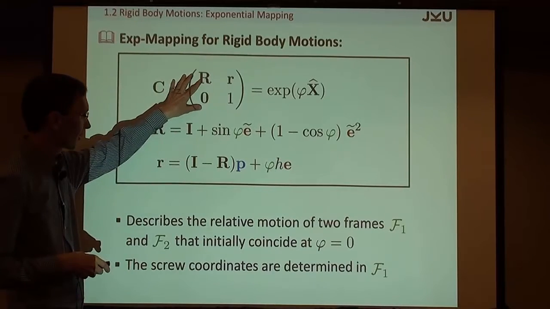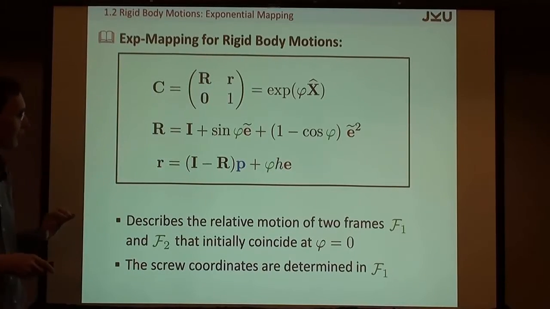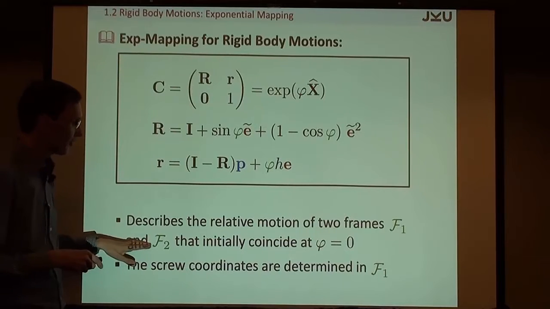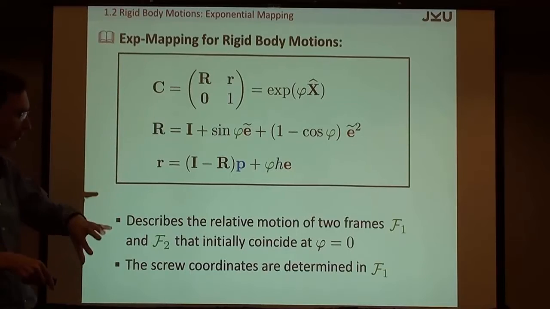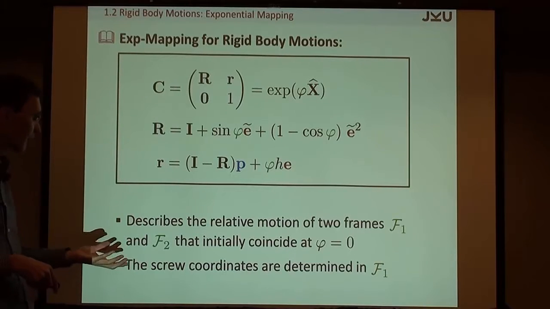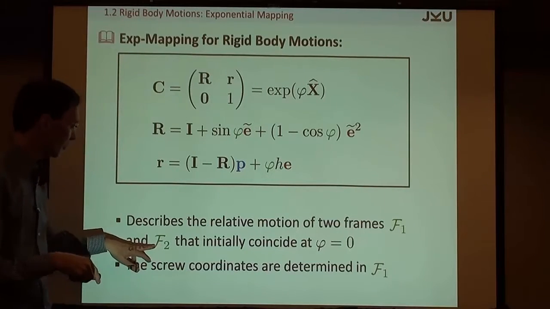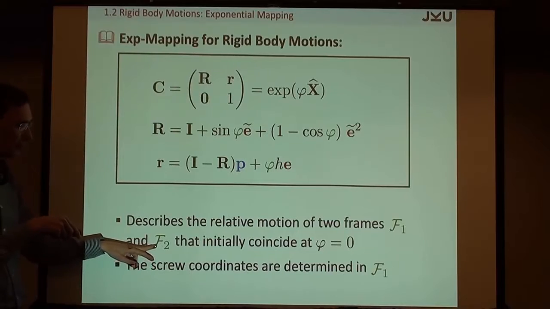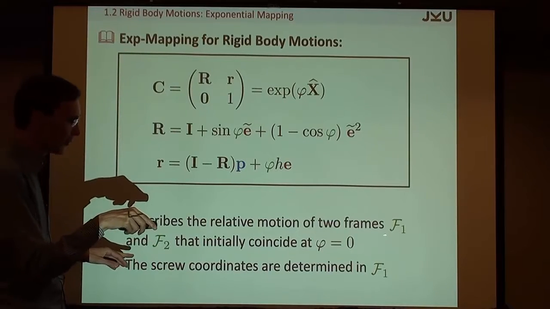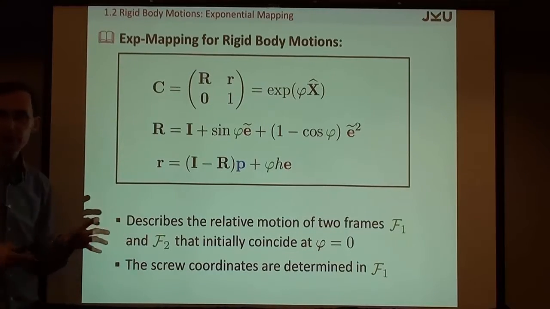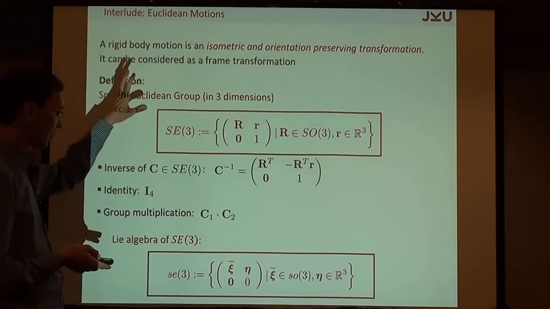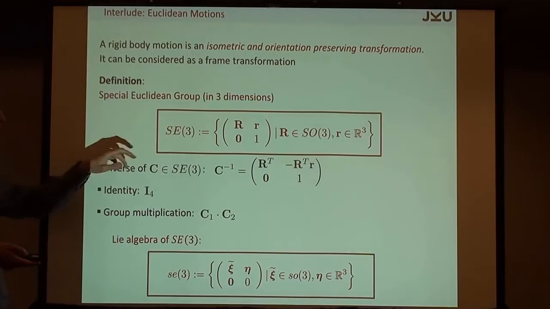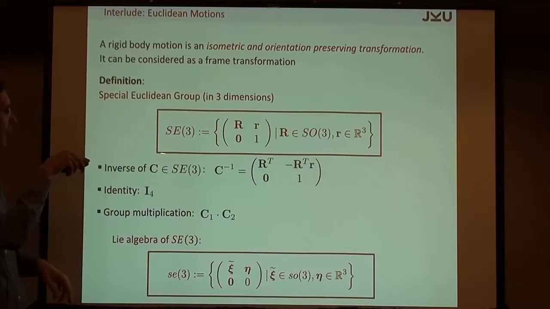Then what this exponential mapping is giving you is the motion of that frame F1 after a certain period of time. Or you can put it the other way around. It describes the motion of a frame F2 relative to frame F1 when F1 and F2 are initially coinciding. Okay? Good.